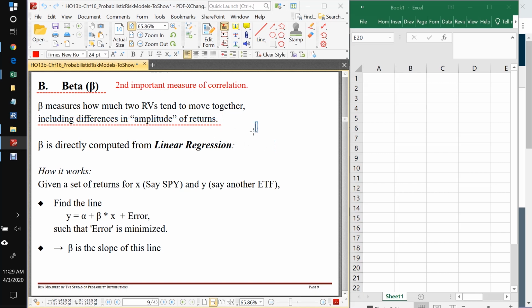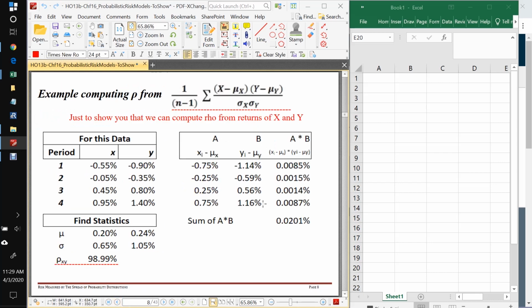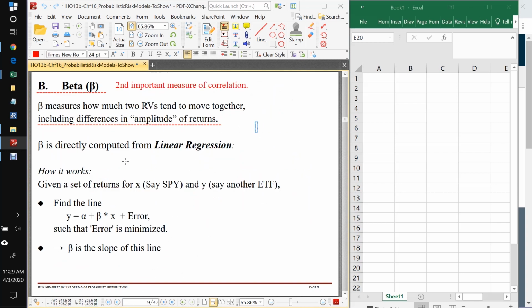And beta is not really computed from a hairy formula like this one. Beta is most commonly computed directly from a linear regression. And we are going to need to know how linear regressions work, so let's spend a little time on it. So how does linear regression work and how does it give us beta?